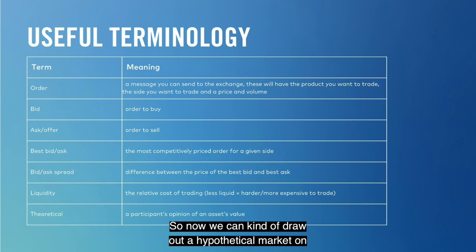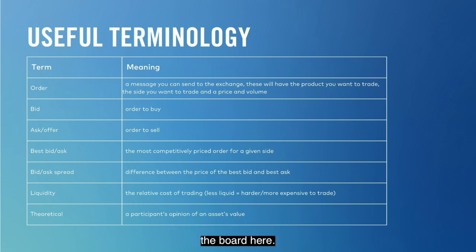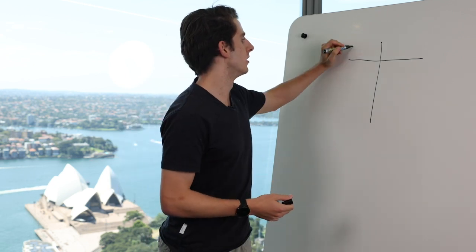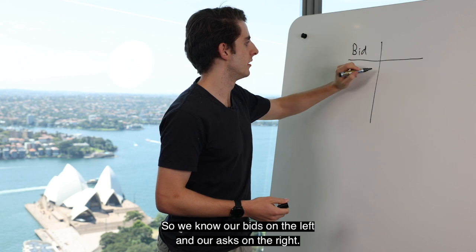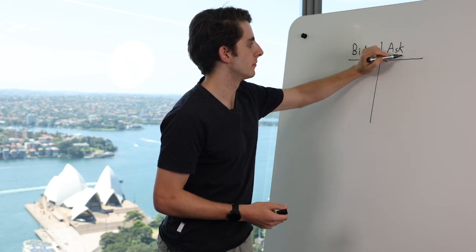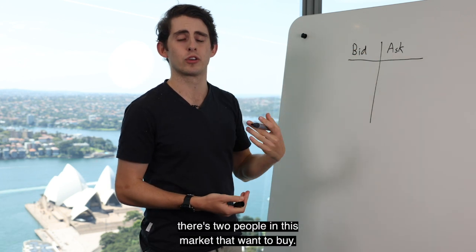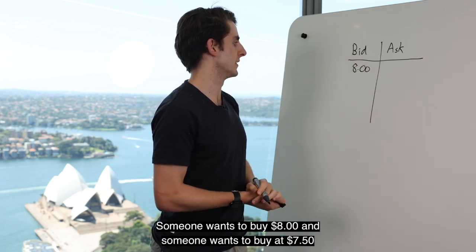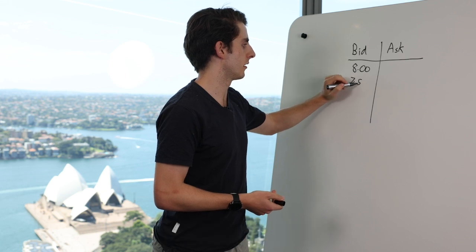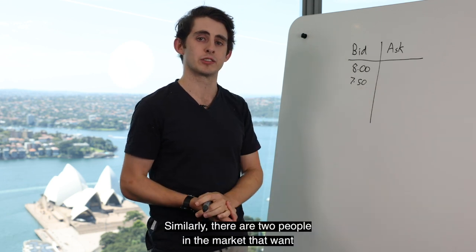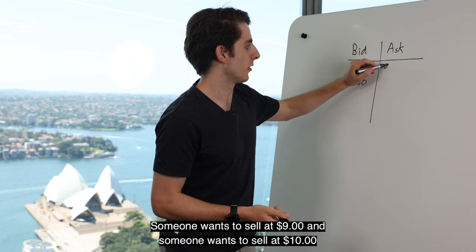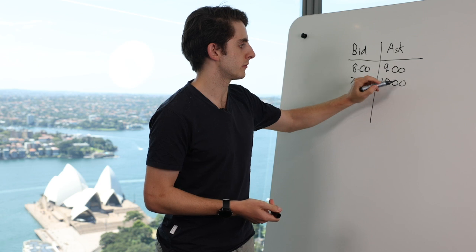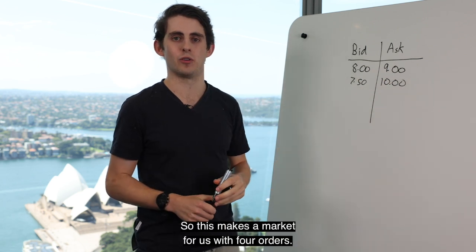Okay, so now we can draw out a hypothetical market on the board here. I'll just deal with prices. We can just assume all the orders are for one lot. So we can have our bids on the left and our asks on the right. Let's say there's 2 orders here. There's 2 people in this market that want to buy. Someone wants to buy at $8 and someone wants to buy at $7.50. Similarly, there are 2 people in the market that want to sell. Someone wants to sell at $9 and someone wants to sell at $10. So this makes a market for us with 4 orders.